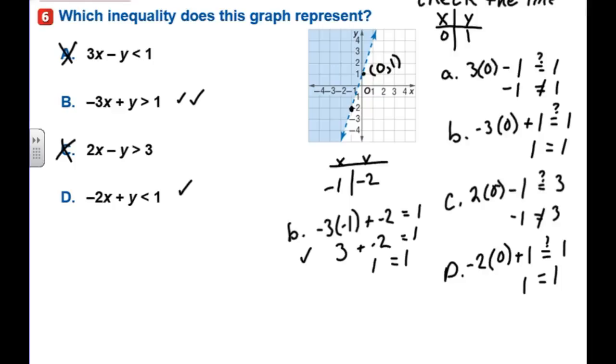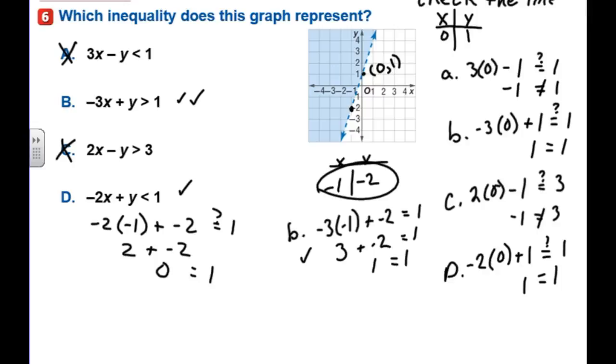When we finish up checking D, we still want to use this negative 1, negative 2. Negative 2 times negative 1 plus negative 2. Does that equal 1? Well, negative 2 times negative 1 is 2. And then when we add negative 2 to it, what do we get? 0. And 0 does not equal 1. And it can't be D either. So we're using some checks to see what it is.